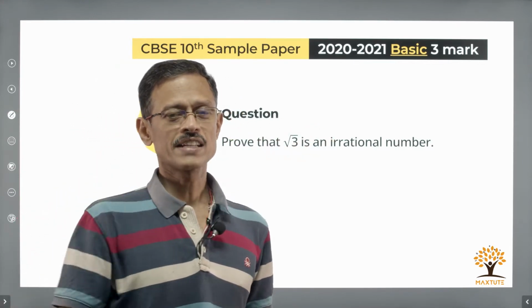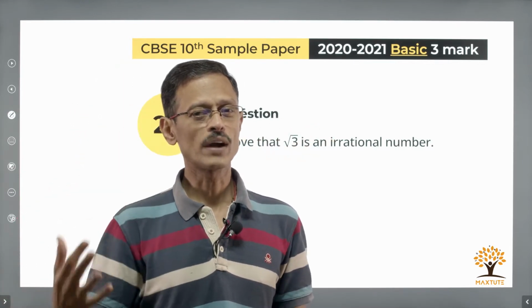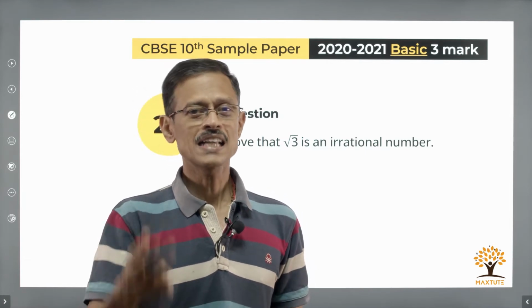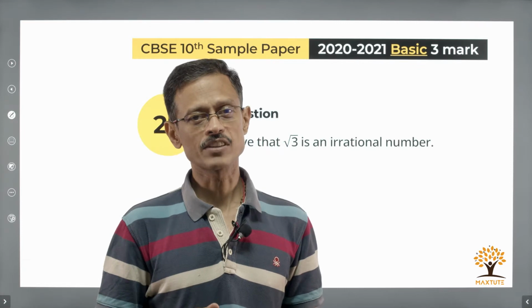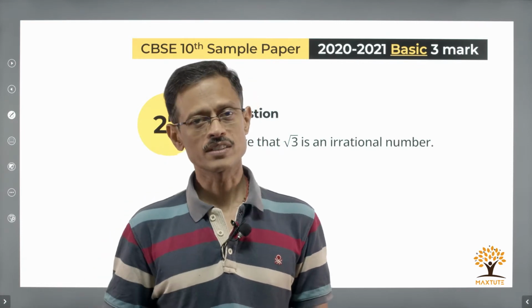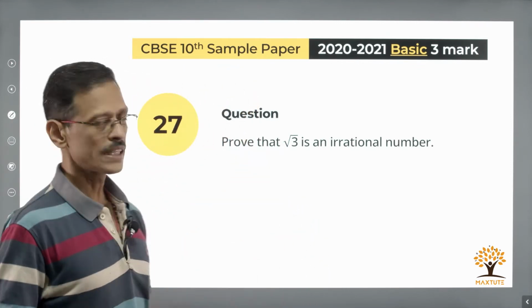In the first 2-3 slides, I'll actually walk you through the steps. I'll explain why, what is happening the way it's happening. In the last couple of slides, in a printed form, I'll quickly recap the way we should be writing it in the examination so that we get the full 3 marks for this, right? Let's get started. Prove that root 3 is an irrational number.